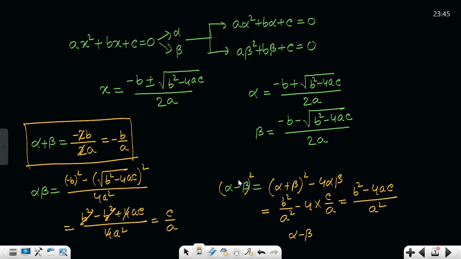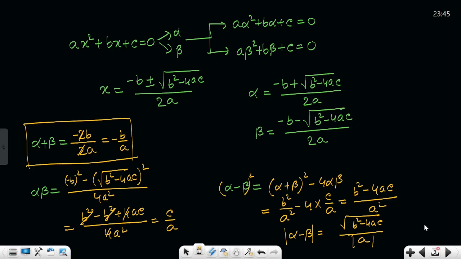Alpha minus beta will be actually plus minus root b square minus 4ac by a, right? We can write it. Now, here it becomes a plus minus. So to remove it, what can we actually do? We can use the modulus sign to remove the minus thing, right? So it will be simple like this. Okay. So here it will be also a modulus sign.